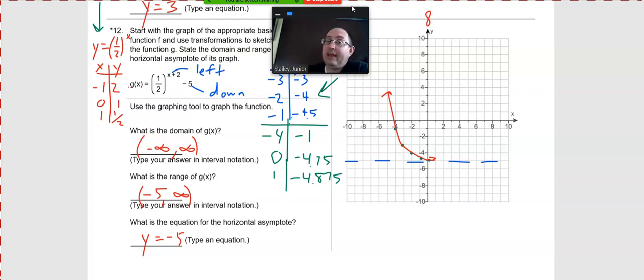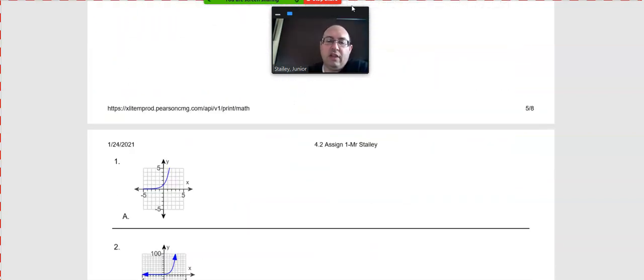And the domain, hey, it's the same as the last one, negative infinity to infinity. The range starts out at -5 and goes up from there. And no brackets. The asymptote is y equals -5 because the whole thing was shifted down 5 units.